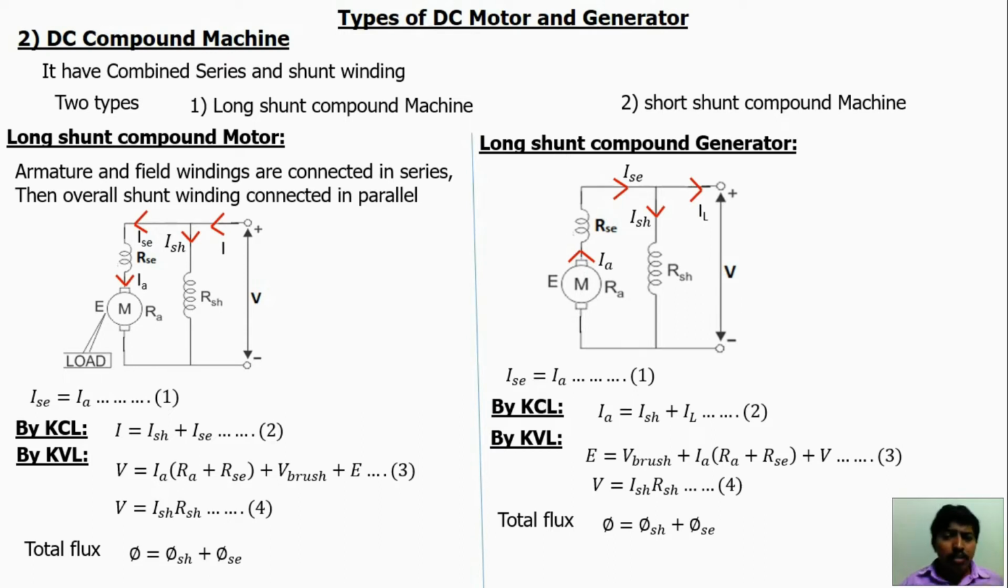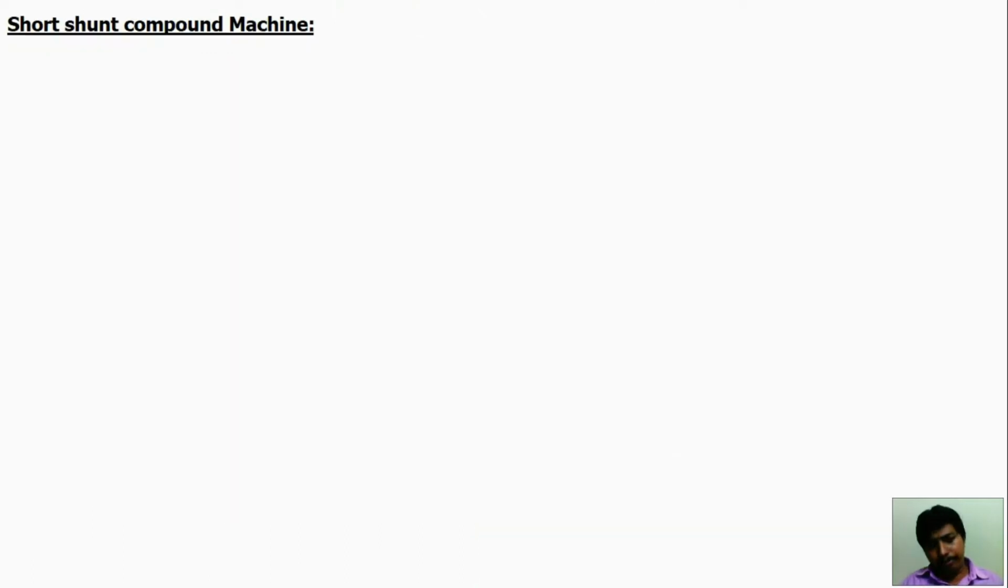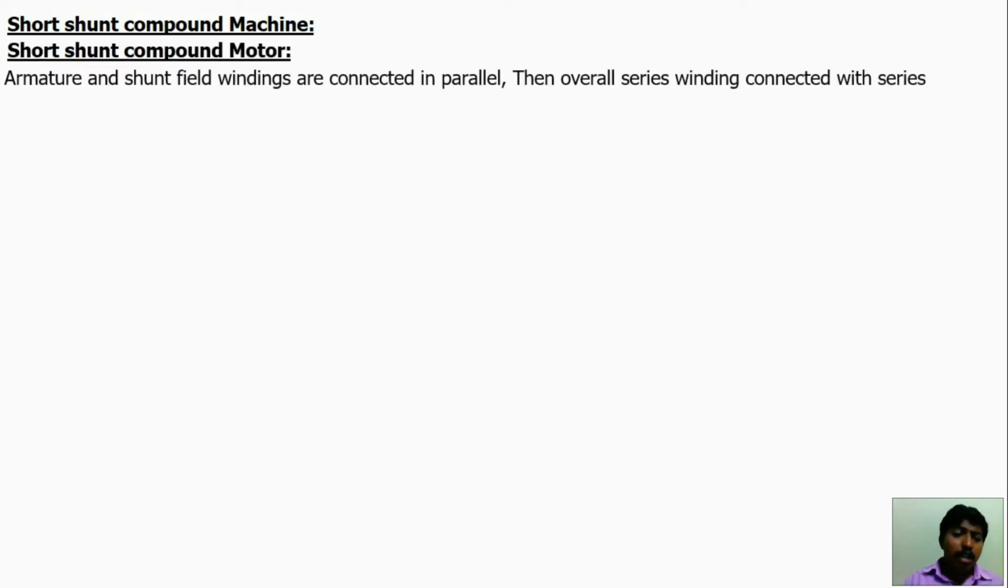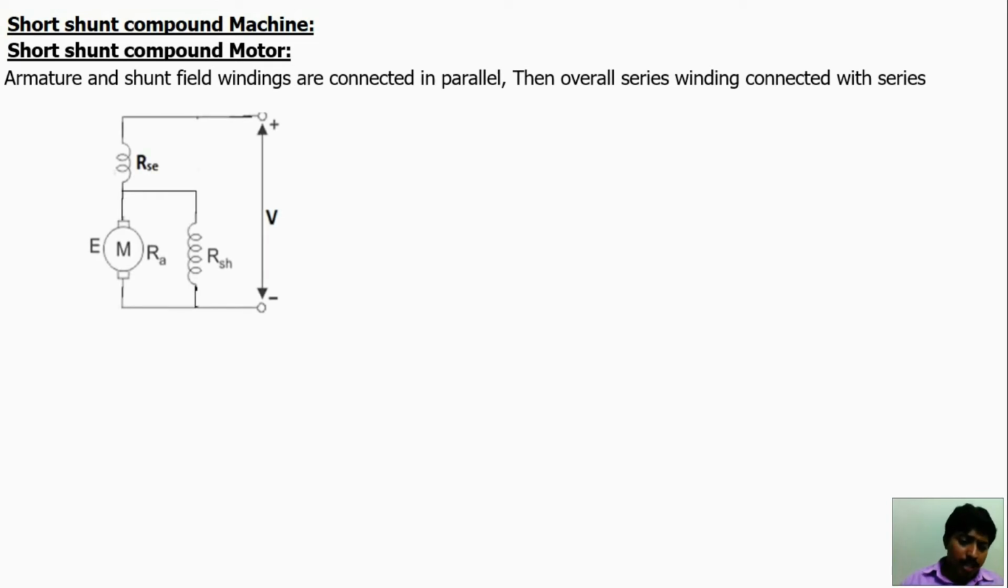So then we will discuss the short shunt compound machine. Short shunt compound means armature and shunt windings are connected in parallel. Then overall it is connected in series. For example, here the equivalent circuit diagram is here. The armature and shunt windings are connected in parallel. Then overall series windings are connected. This is short shunt.